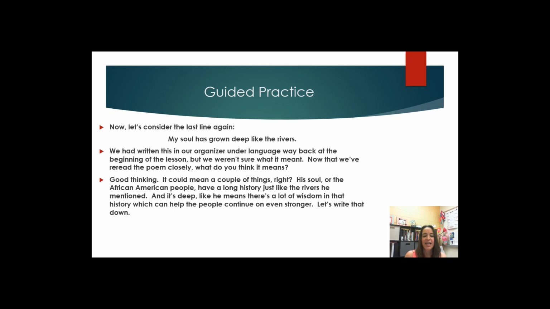Good thinking. It could mean a couple of things, right? His soul, or the African American people, have a long history, just like the rivers he mentioned. And it's deep, like he means there's a lot of wisdom in that history, which can help the people continue on even stronger. Let's write that down.